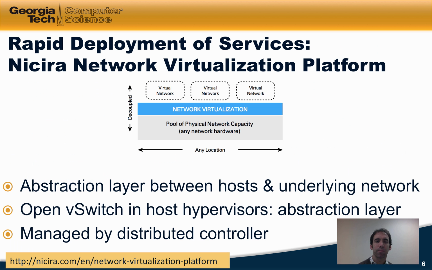in later modules. A second application for network virtualization is the deployment of new services. Now, one particular platform that allows this is Nicira's network virtualization platform. And the idea here is that the platform provides an abstraction layer between hosts and the underlying network. So hosts essentially see their version of a virtual network that's running potentially independently of other virtual networks. And the provisioning of these virtual networks is all managed by a distributed controller.